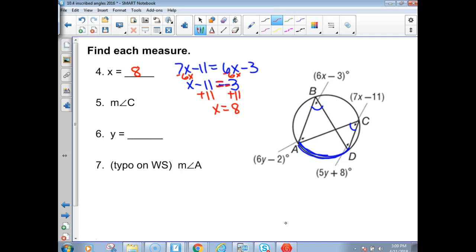Next, I can find the measure of angle C by plugging in 8 back in. 7 times 8 minus 11. That's going to be 56 minus 11, so it's going to be 45 degrees. How am I going to find angle Y?